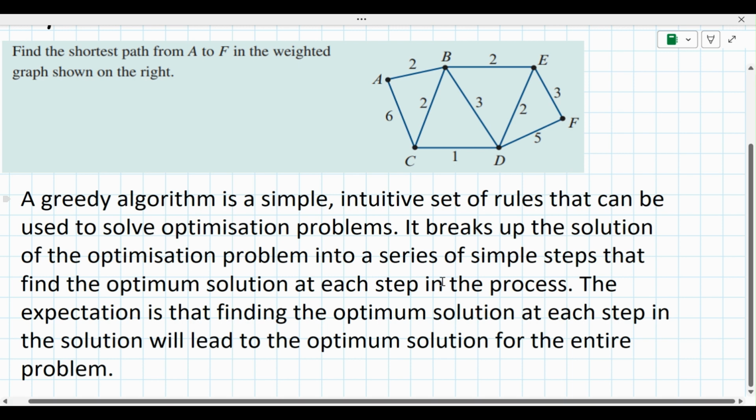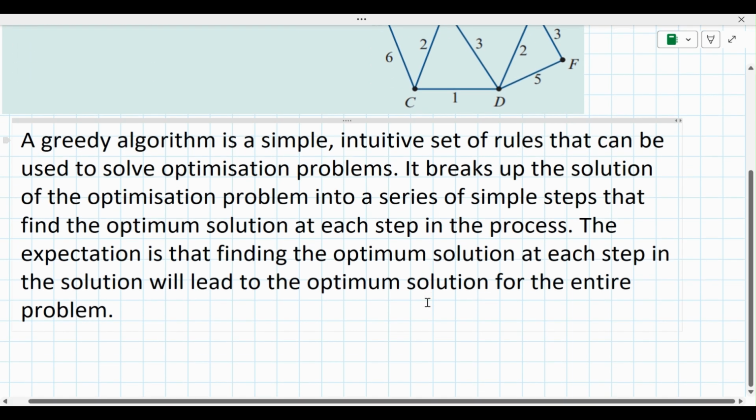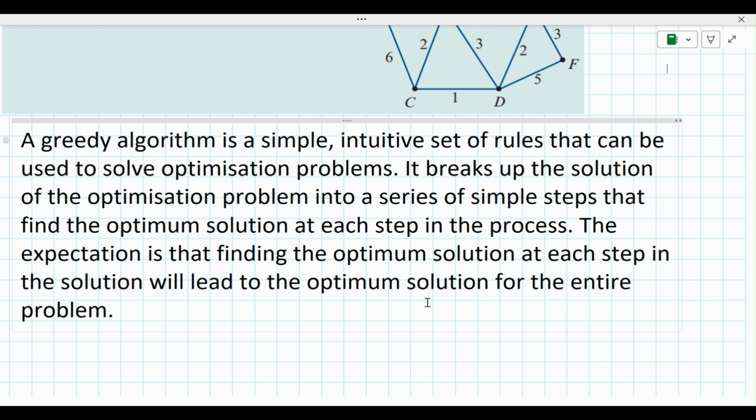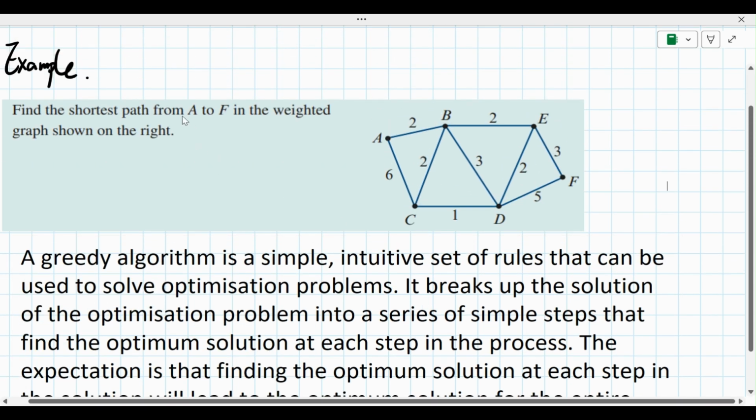So basically that's how we do the greedy algorithm, but we can use some examples to show it. Find the shortest path from A to F. We start with the starting vertex A, assigned 0 and circled.